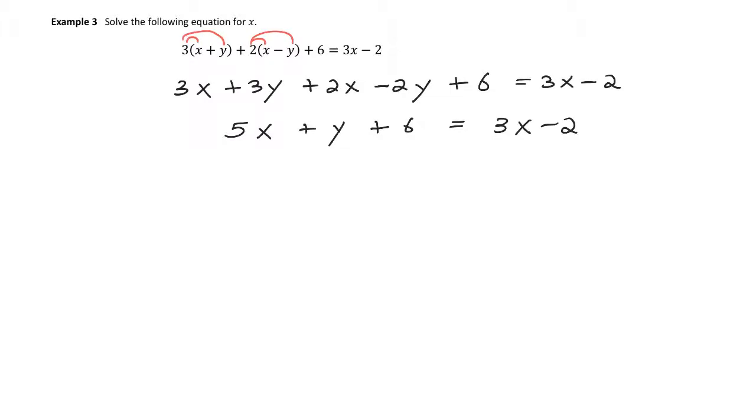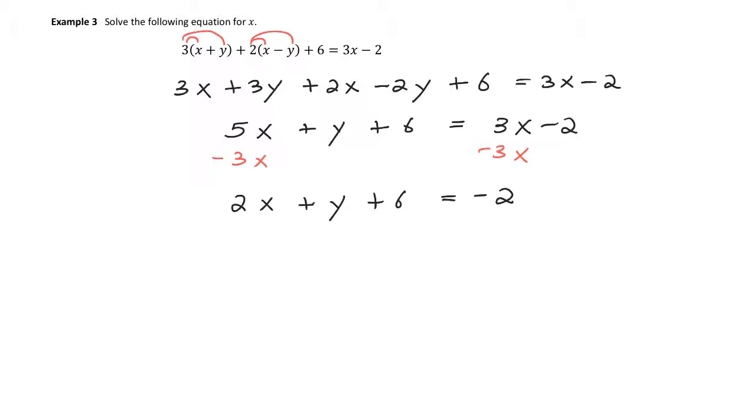Okay, to move forward here, I can't simplify the left side or the right side anymore, so I'm going to have to start adding or subtracting things from both sides of my equation. So I think what I'll do is put everything with an x on the left and everything that does not have an x on the right. So I'm going to first subtract 3x from both sides of my equation. So that gives me 2x plus y plus 6 is equal to negative 2.